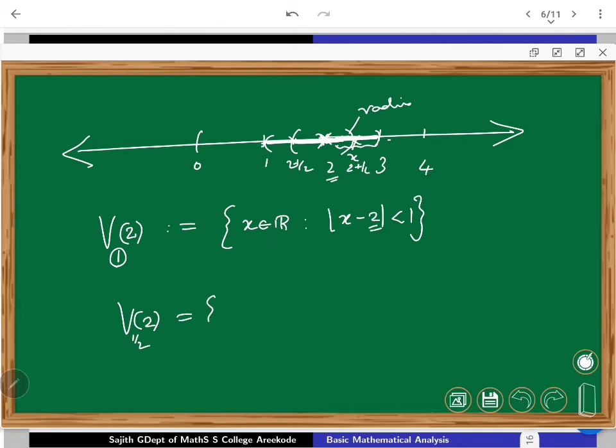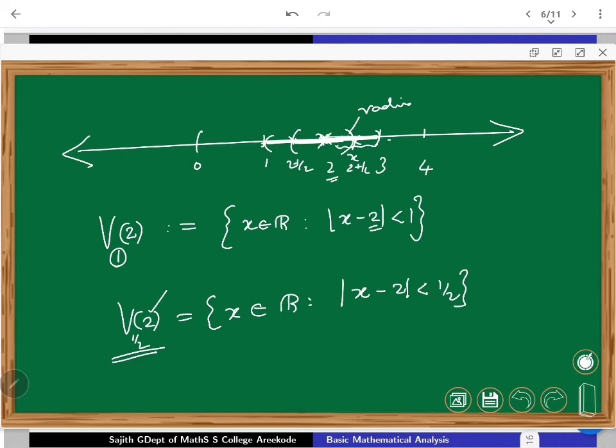So this stands for those real numbers x such that modulus of x minus 2 is up to half. So this is basically the neighborhood centering at 2 actually. It is the neighborhood of 2 with radius half, or half neighborhood of 2, you can say like that.